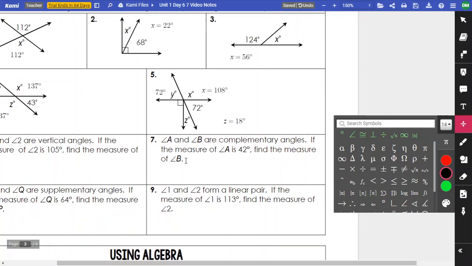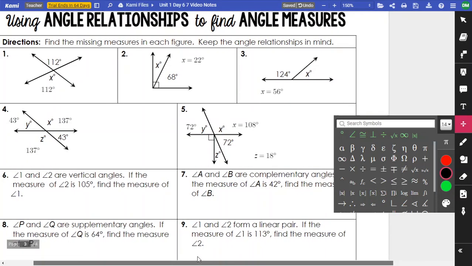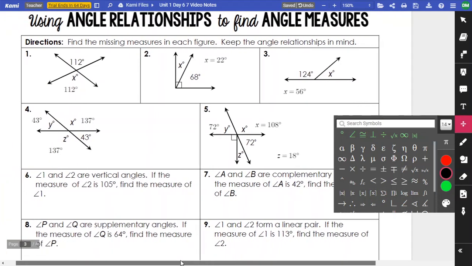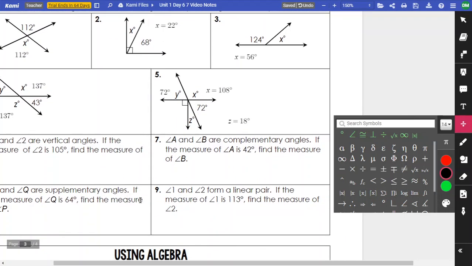All right, so those are the diagrams there. Let's do one of these word problems here. They all turn out about the same. Number 6 is a little bit easy, so let's move to number 7.